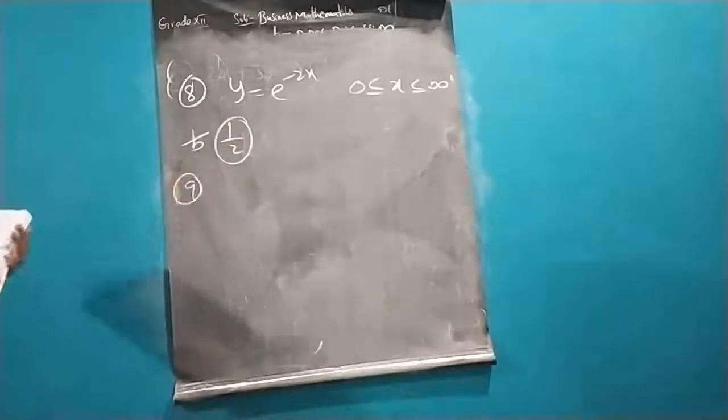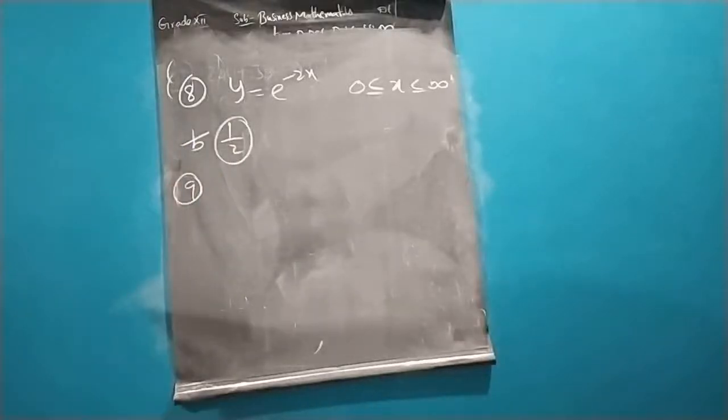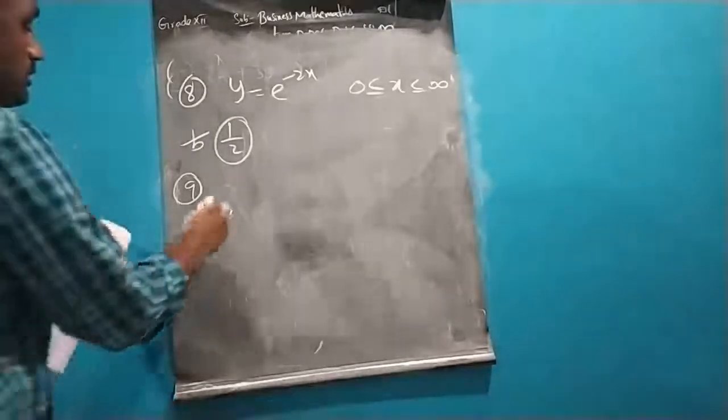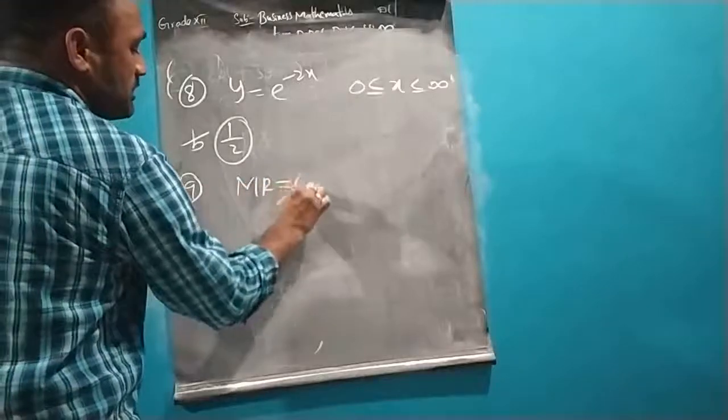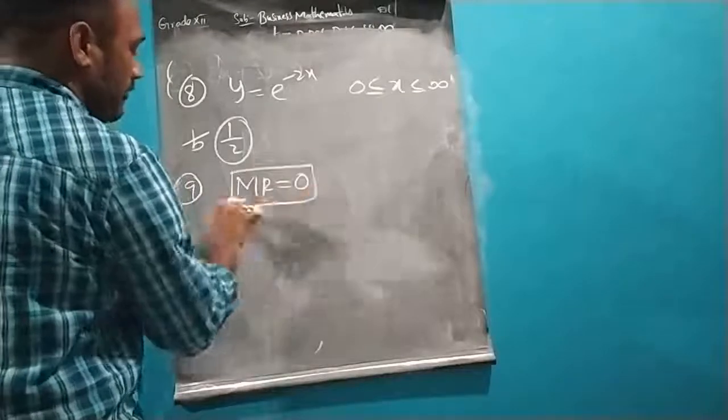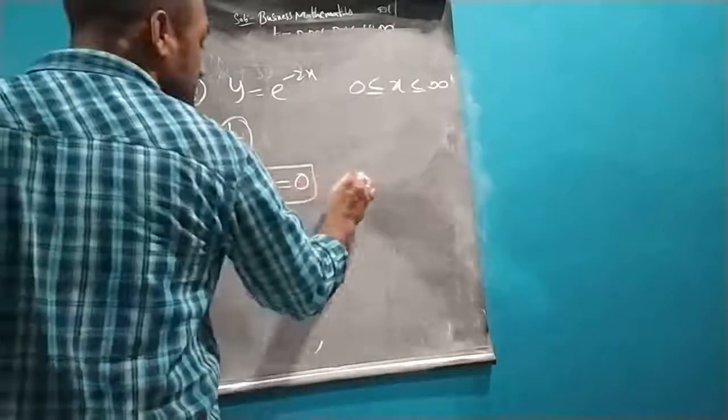Next, ninth question. The profit of a function is maximum at. So it's a direct question. When marginal revenue is 0, then we will get maximum profit. Option C is correct.